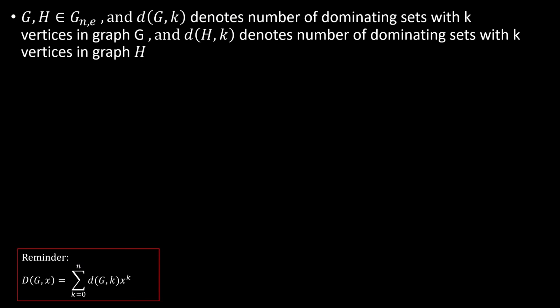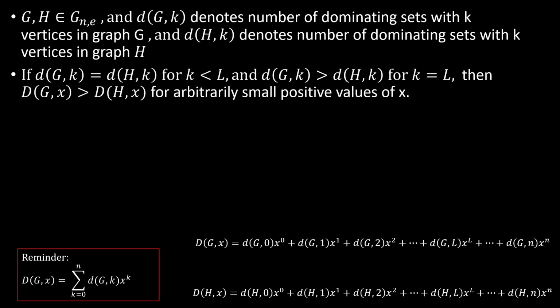Let G and H be graphs in G sub n e, and let little d of G at k denote the number of dominating sets with k vertices in graph G, and little d of H at k denote the number of dominating sets with k vertices in graph H. Our first observation is this. If little d of G at k equals little d of H at k for all k less than some integer L, but little d of G at L is greater than little d of H at L, then d of G at x is greater than d of H at x for arbitrarily small positive values of x.